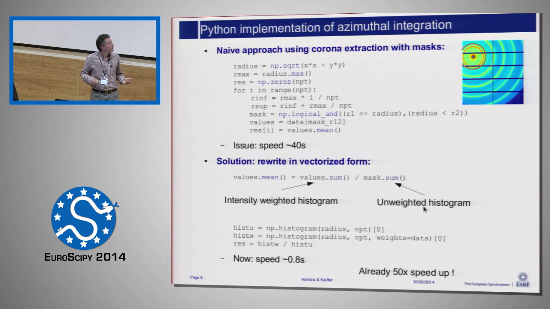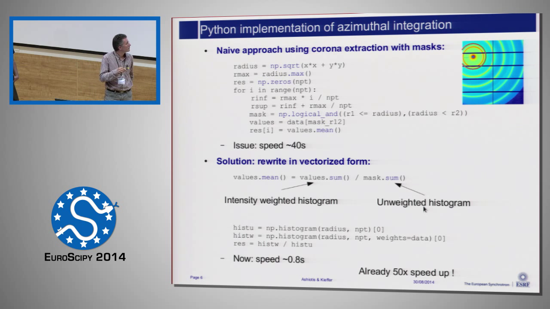So how would you do that in Python? The idea is to extract a corona, which you have here. This corona is known by its inner radius and outer radius. We calculate the radius here, and we build the mask: we keep all pixels that have a radius greater than the minimum and lower than the maximum. We extract all values of the image according to this mask, and we take the mean. Great, it works. 40 seconds. Yeah, well, we have a loop in Python.